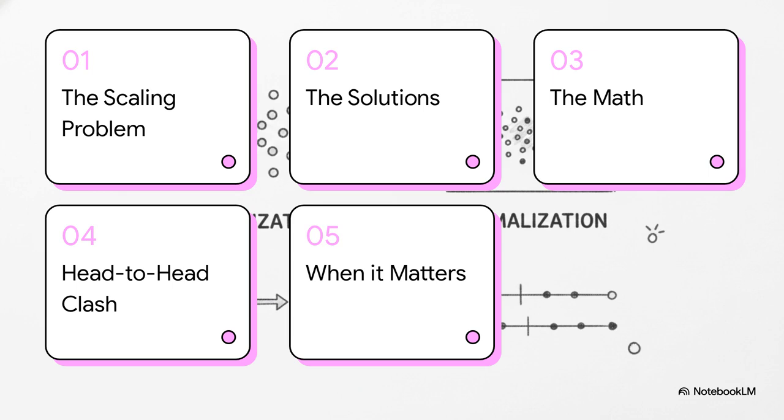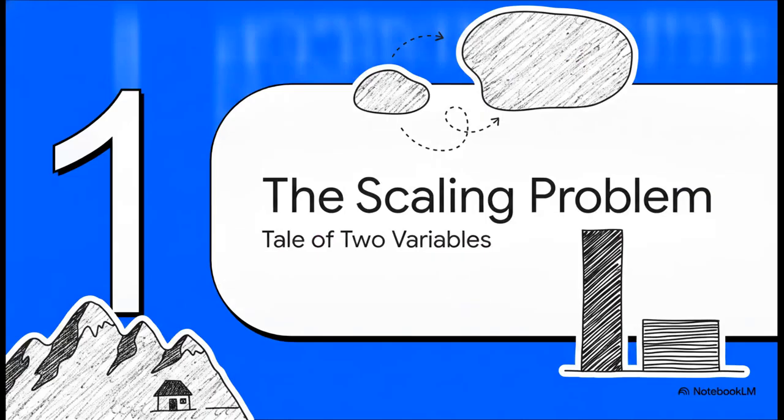Here is our roadmap for today. 1. The feature scaling problem. 2. Defining the solutions. 3. The math made simple. 4. Standardization versus normalization. And finally, 5. When scaling actually matters. Okay, let's jump right into Section 1, the feature scaling problem, a tale of two variables.